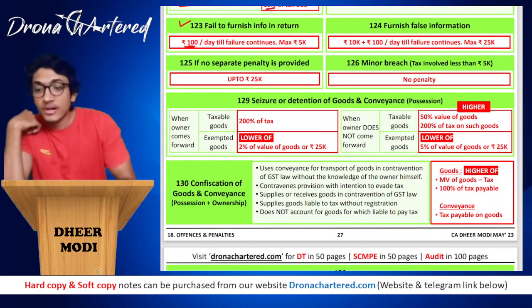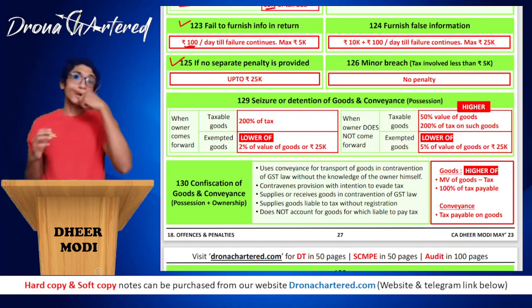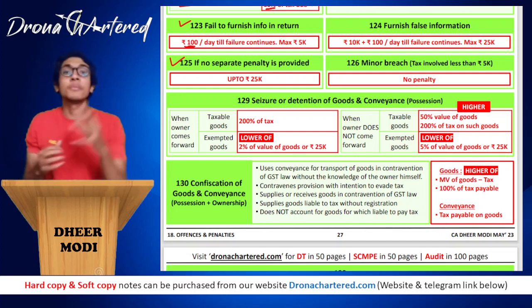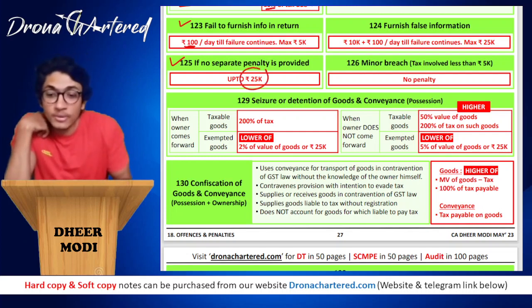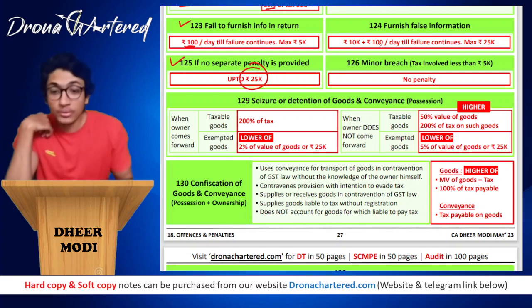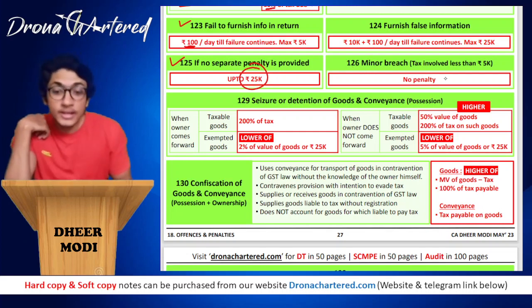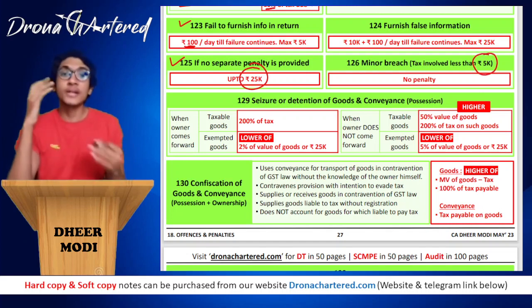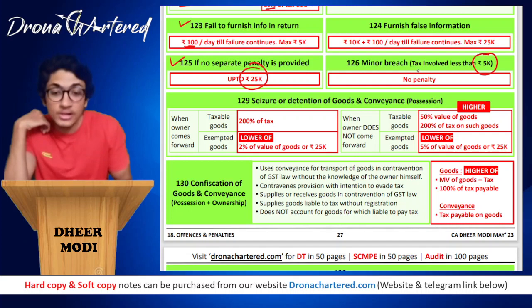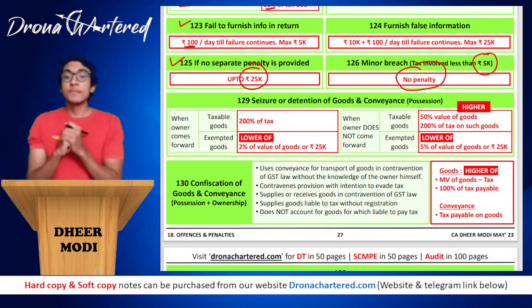Next is section 125. Section 125 says if there is no separate penalty provided, if there is no separate provision for the offense that you have committed, in such a case your penalty will be up to rupees 25,000. And 126 talks about minor breach. A minor breach is when the tax involved is less than rupees 5,000. If the tax involved is less than rupees 5,000, there will be no penalty. This is section 126.